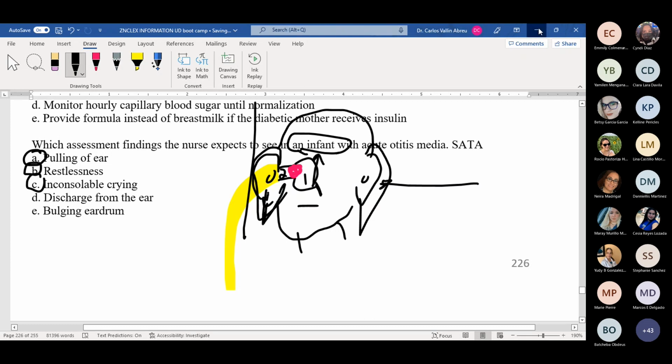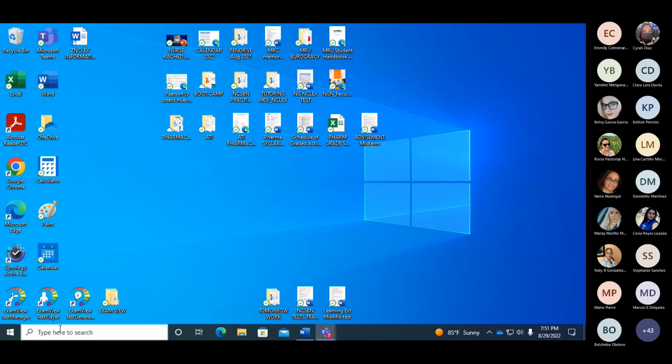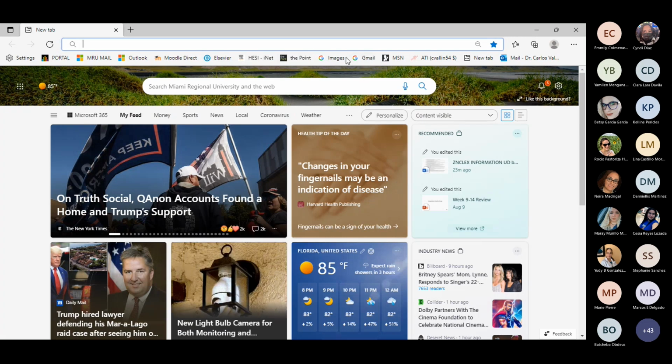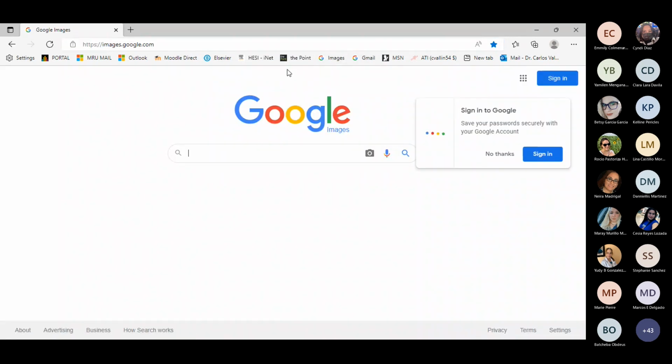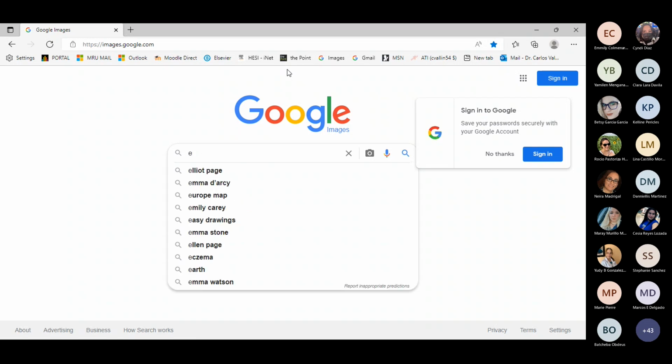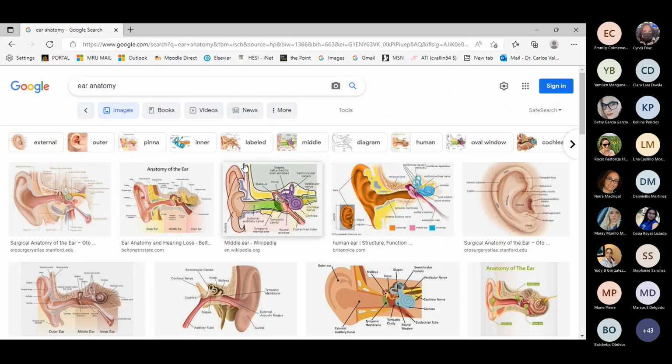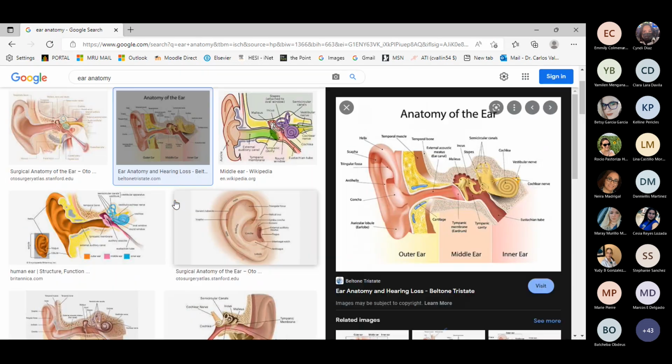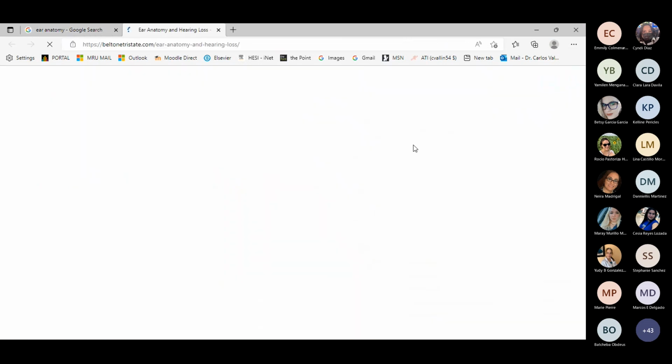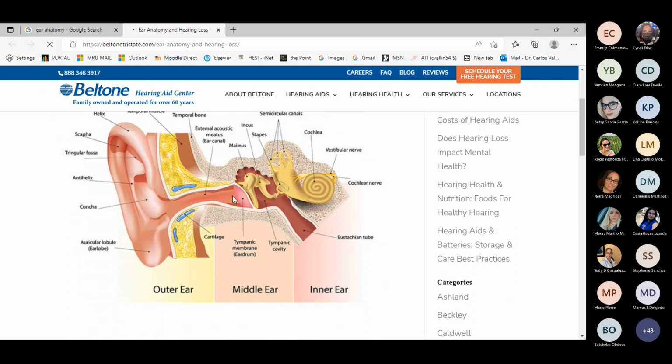Okay, let me be a little more scientific. Let me see the anatomy of the ear, because my drawing was miserable. Okay, ear anatomy. A good one could be this. So we have the external canal, and here we have otitis externa.